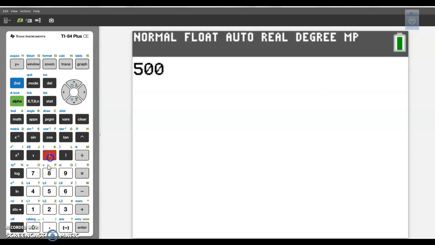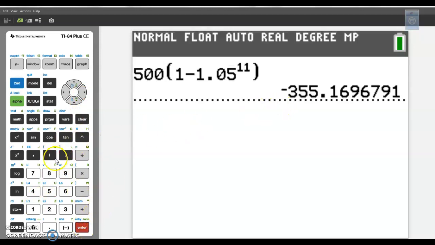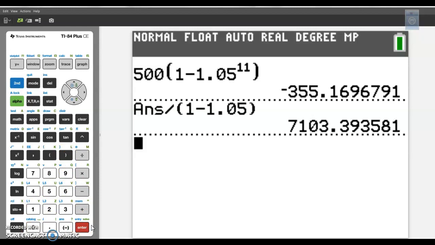500 times 1 minus 1.05 raised to the 11th. That's a negative number, but then you're going to divide it by 1 minus 1.05, which would also be negative, and that comes out to be your answer. So make sure that you use your parentheses when you're dividing for that particular one. Or if you're doing it on Desmos, you should be able to do it either way.